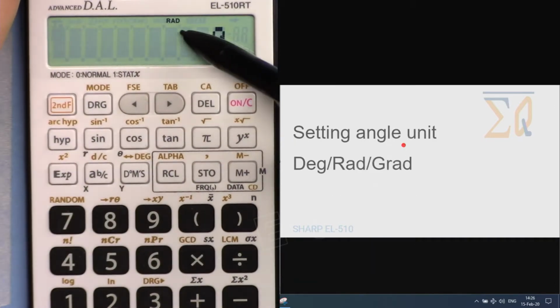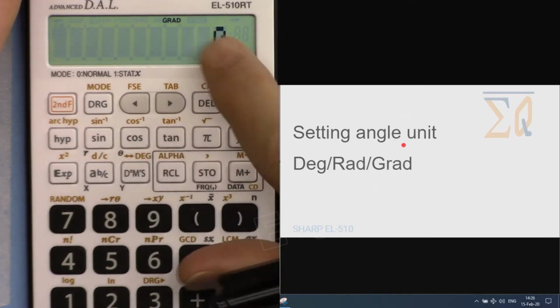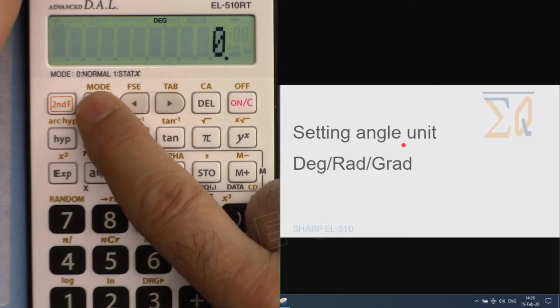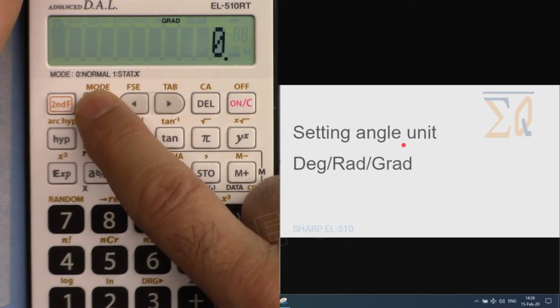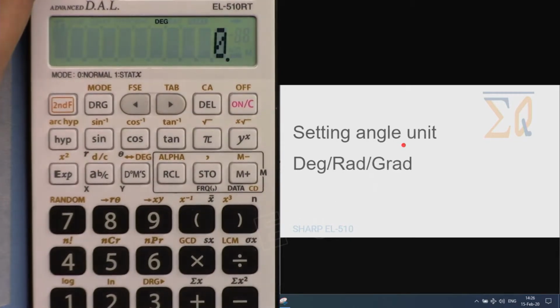Now on the screen it says grad. If you want to change the type of angle unit, gradient, degree and radian, so radian, gradient and degree, just press this button and it will shift between the values.